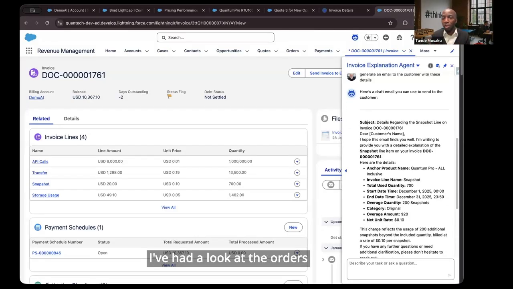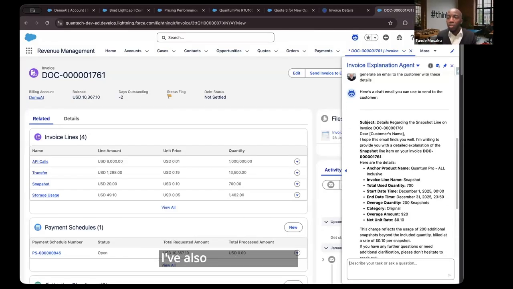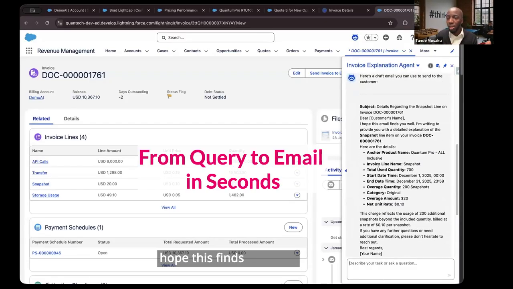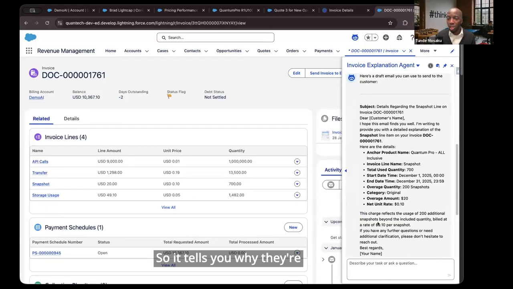I've had a look at the orders from a customer perspective. I've also stepped into this world of being able to use Agentforce to break down invoice lines. And it's now generated for me sample emails. Dear customer name, I hope this finds you well, writing to do XYZ. In terms of doing value add activity, I can then move on to the next customer quite quickly, instead of figuring out how to break down or look at that information. So it tells you why they're being charged specifically.